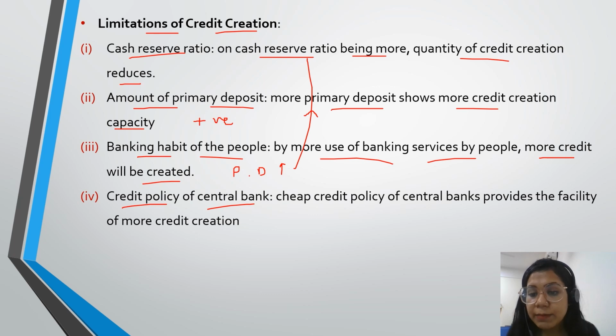Now fourth is the credit policy of the central bank. There can be two types of policy. One is cheap and another is expensive credit policy. When there is cheap credit policy of central banks, that means they want to expand the credit and it provides the facility of more credit creation. But when there is expensive credit policy, that means it is a controlling credit policy, and in this case the credit creation will decline.